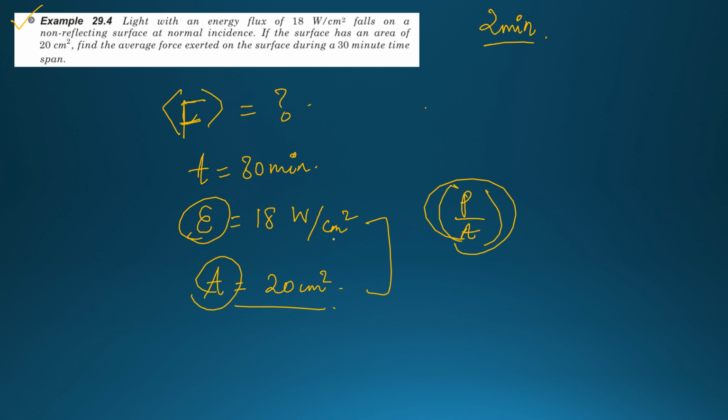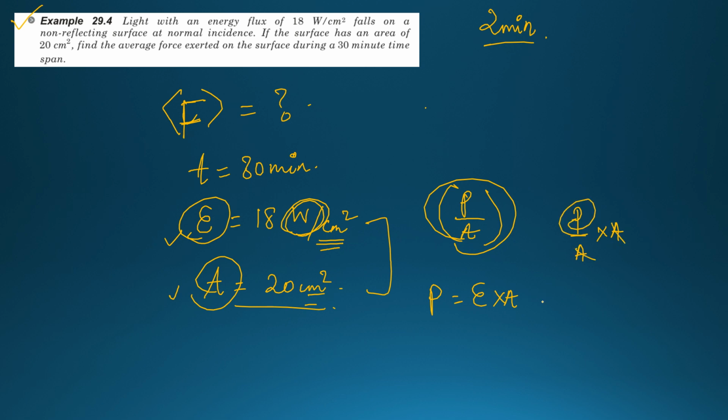Okay, see. Energy flux into area. This is per centimeter square, this is centimeter square. So if I multiply them, these two will be cancelled out. So energy flux into area, I will get what? Power. Because this is power by area, power by area into area. I will get power, isn't it?